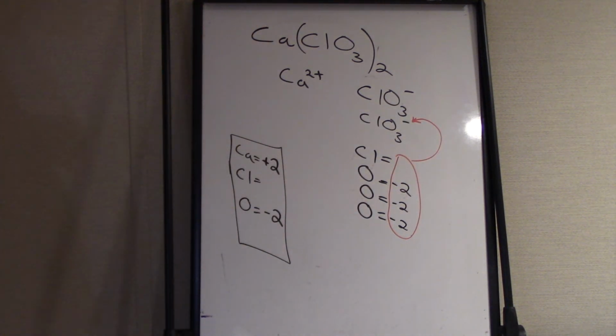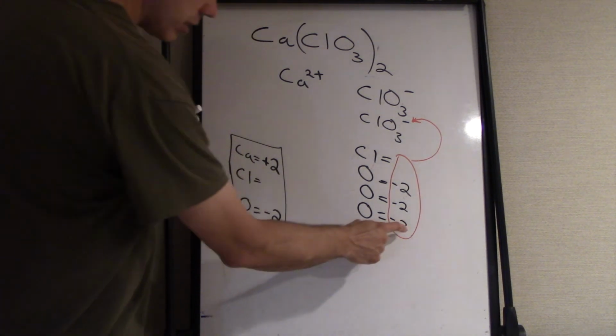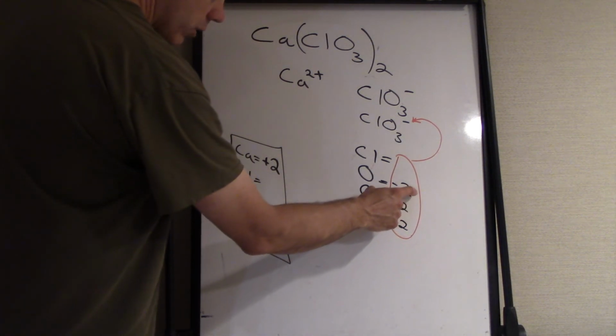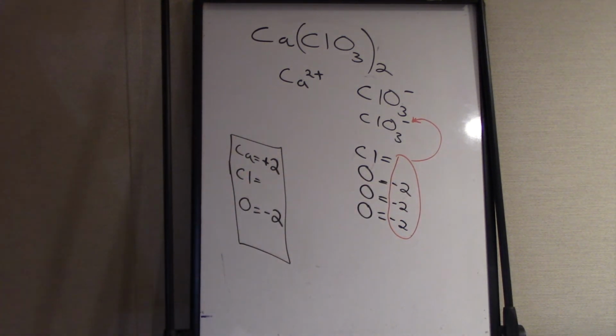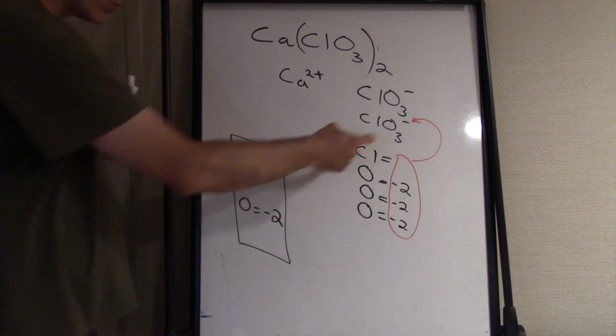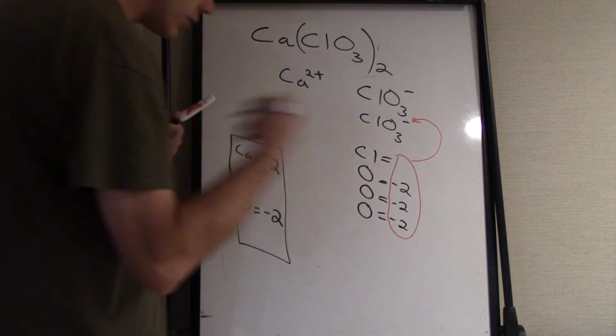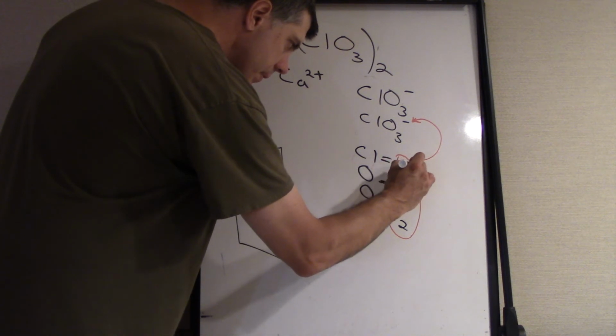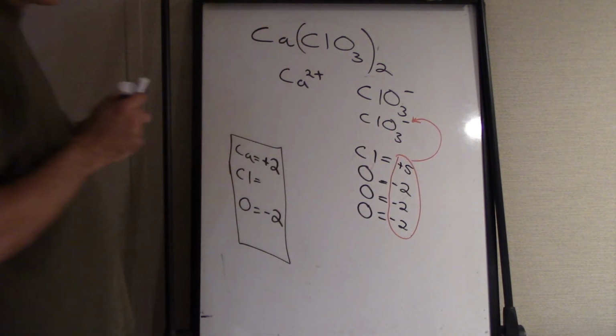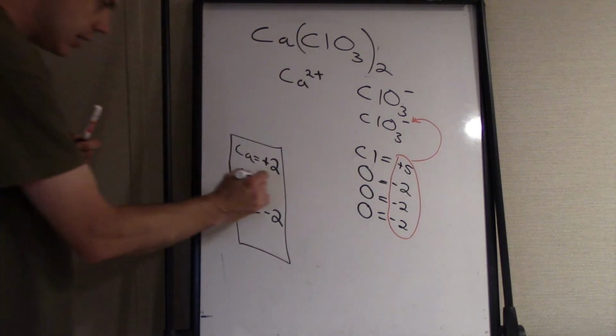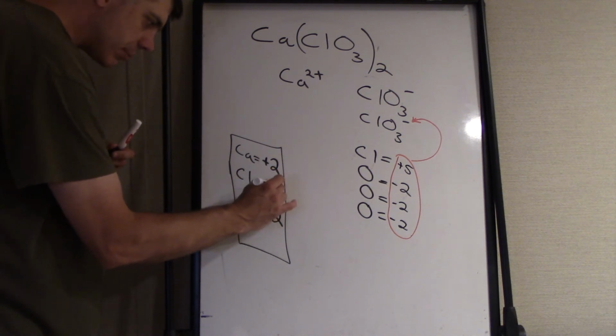That charge is -1. So I got to figure out what does chlorine need to be to give me that charge of -1. Well, -2, -4, -6. So I'm at -6 from all the oxygens. In order to get to -1, this chlorine must be +5. It's the only way I can get up to -1. So now I have my last oxidation number.